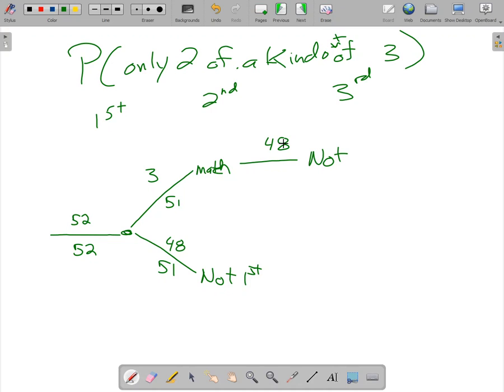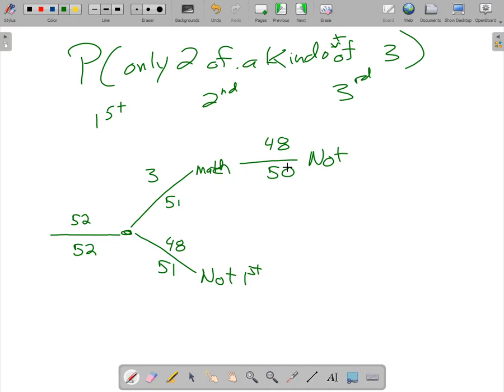How many cards are left in the deck? 50. Yeah, 48 out of 50. So that is one way to get exactly 2 of a kind out of 3. I got a king, and who cares what else? Okay, but could the draw have happened differently?